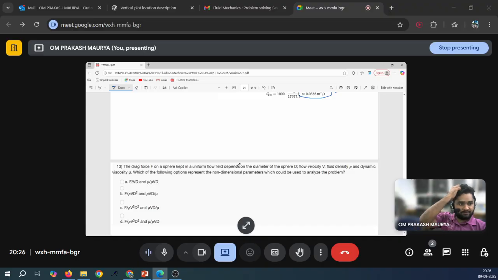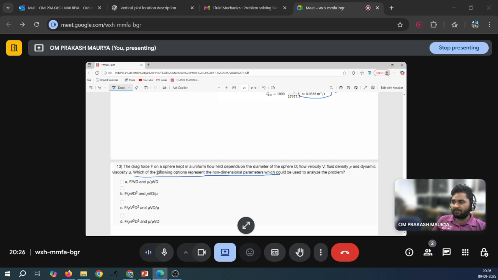Okay, this is also a very important question. The drag force F on a sphere kept in a uniform flow field depends on the diameter of the sphere d, flow velocity v, fluid density rho, and the dynamic viscosity mu. Which of the following options represents the non-dimensional parameter which could be used to analyze the problem?